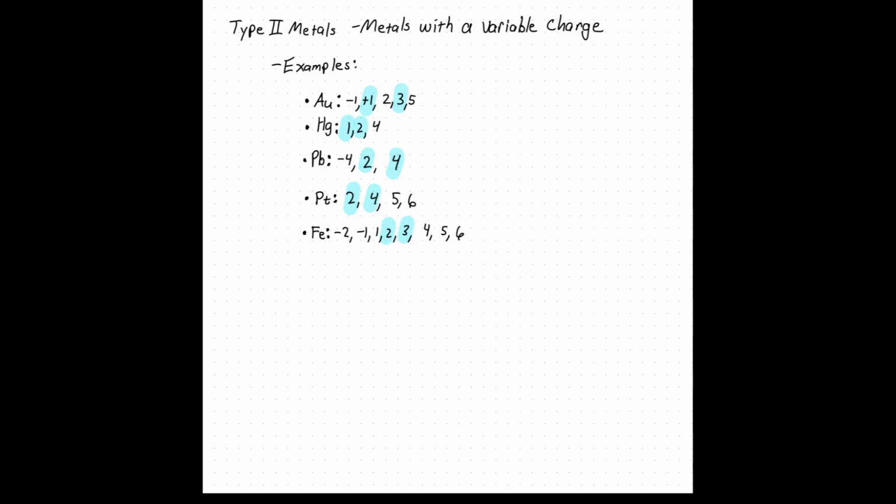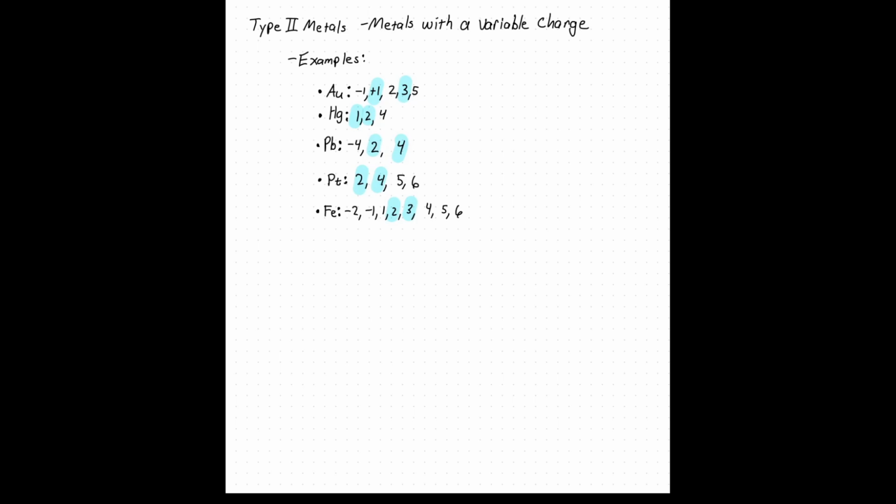So that's not really clear about how we should name this. And so there's a method for naming them. But the important thing right now is that you understand that a type 2 metal could have multiple charges. It will usually take one of maybe 2 or 3 charges. Those will be the most common, but it could have several different charges that it could potentially take or that have been observed in some way, shape, or form.